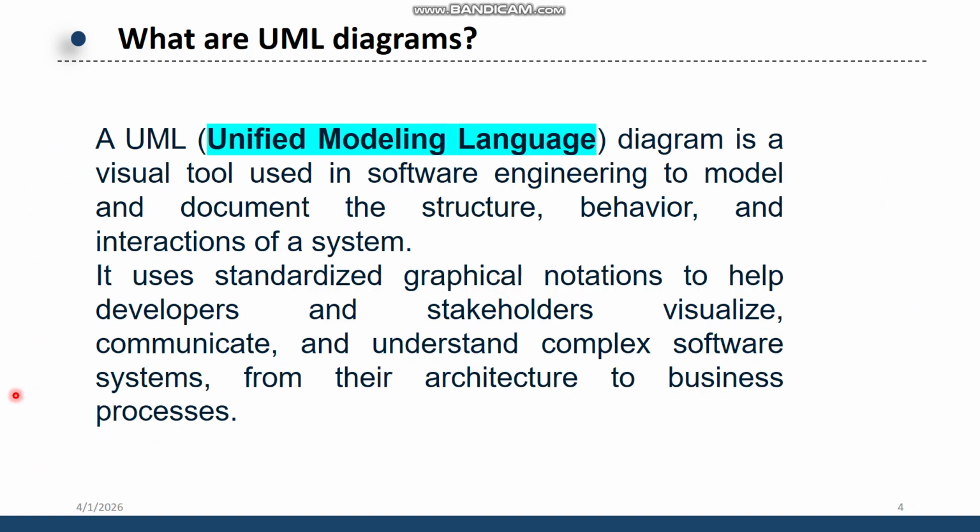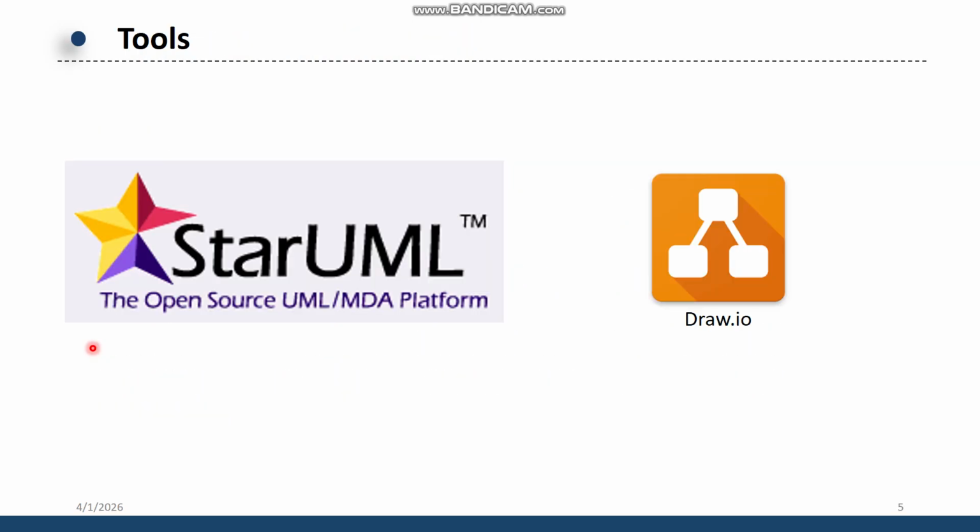So basically, a UML diagram is a visual tool used in software engineering, which can model and document the structure, behavior, and interaction of the system. It uses standard graphical notations to help developers and stakeholders communicate and understand complex software systems, from their architecture to business. It simplifies the explanation of complex software systems.